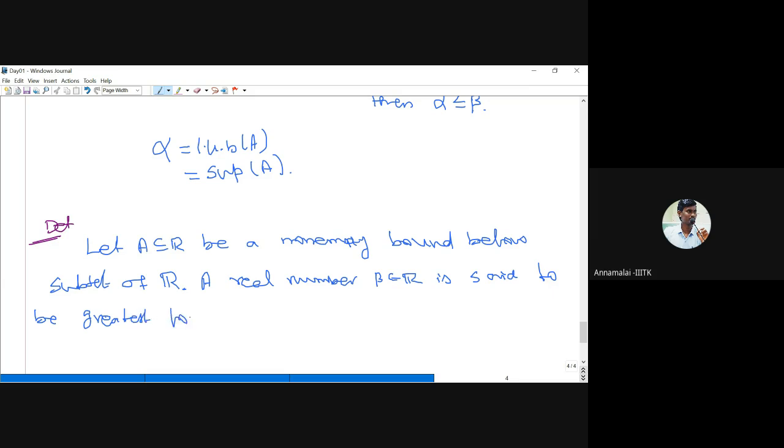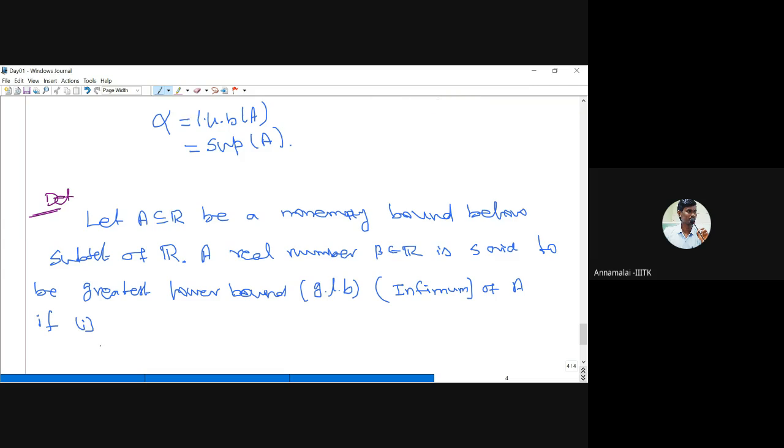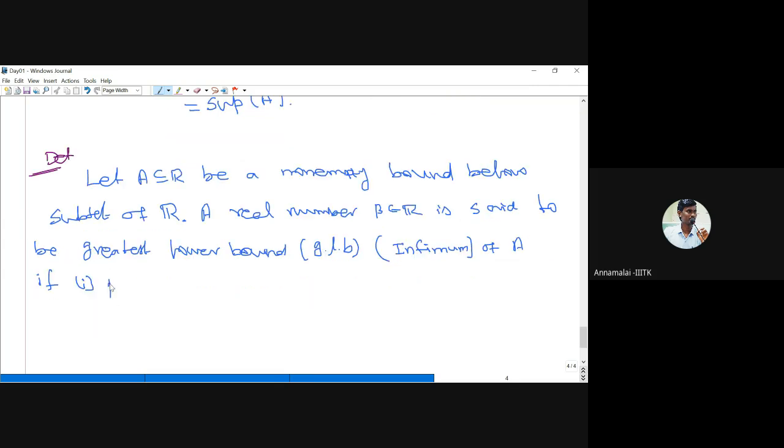Greatest lower bound, or sometimes called, in short we use GLB, greatest lower bound, or infimum of a set A if, first of all, that beta should be a lower bound. Beta is a lower bound. Among the lower bounds, beta is the greatest. That is the next one.